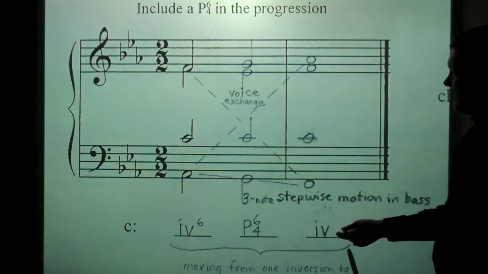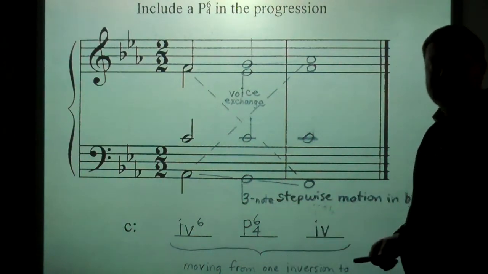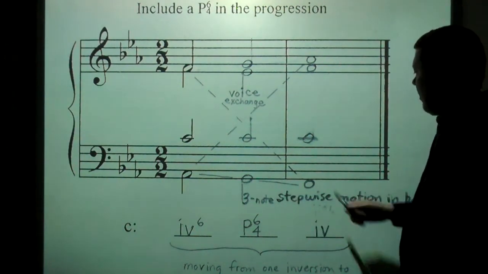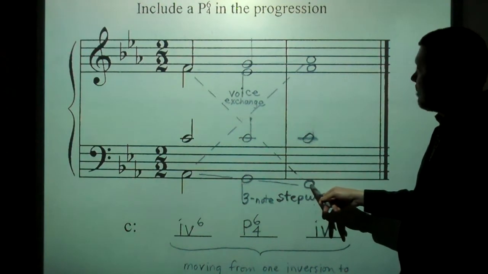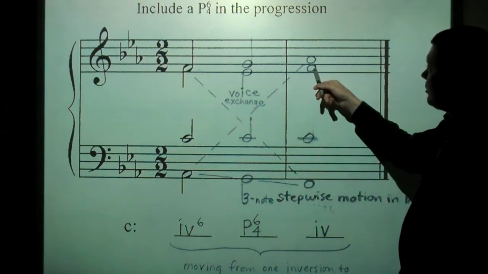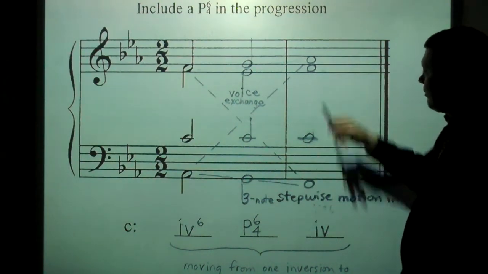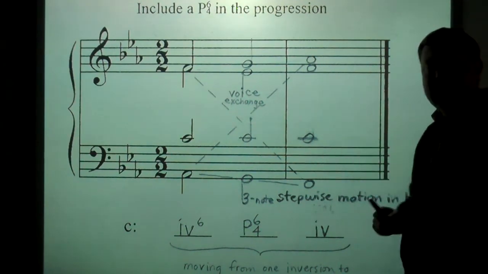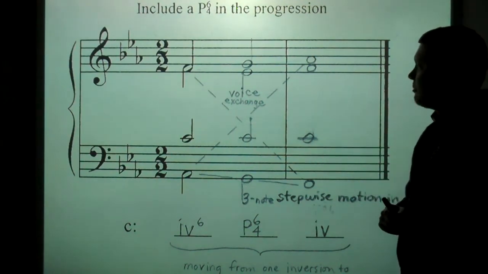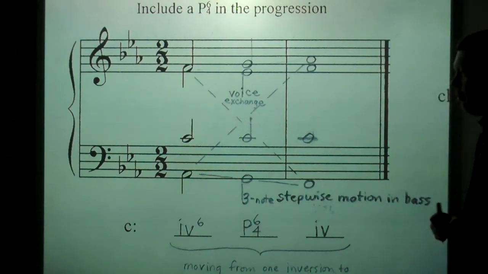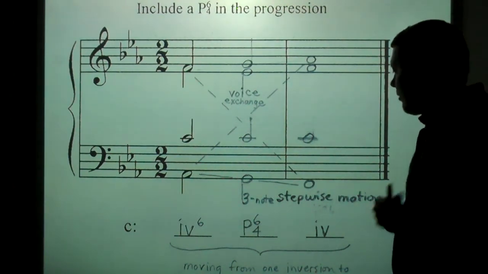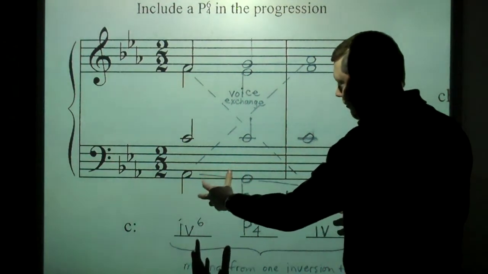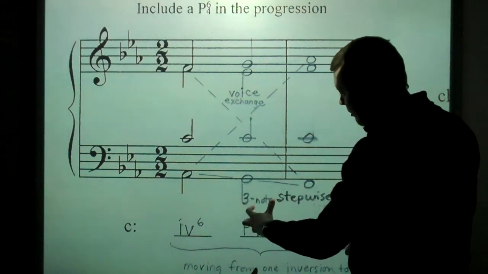And then spelling a root position 4 chord in this key, it's F, A flat, C. The F, which is in the bass, is doubled because it's a root position triad. There's my other F in the alto. I need a C, which I have in the tenor, and I need an A, which turns out to be in the soprano.